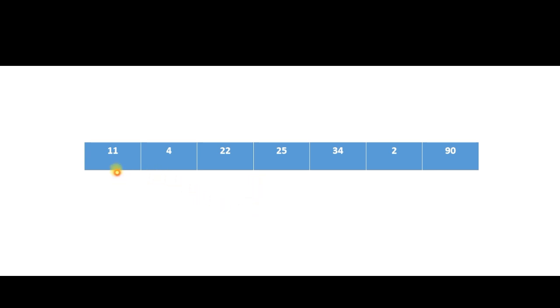So first we check 11. This is the first index, so we will start with the second index. We'll check whether 4 is bigger than 11 or not. Yes, 11 is bigger, 4 is smaller. So 4 should be in the first index, the previous index. So 4 will be there, and 11 will be in the second index. Okay, then these two parts are sorted.